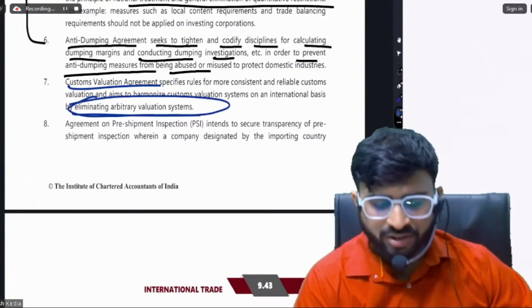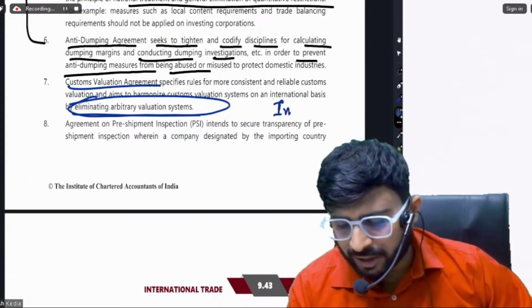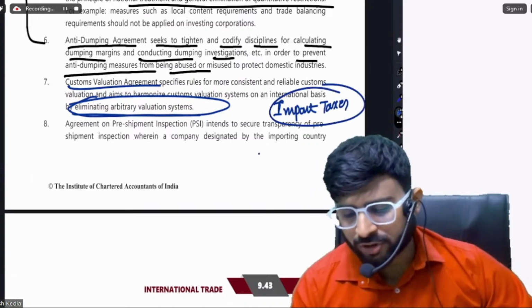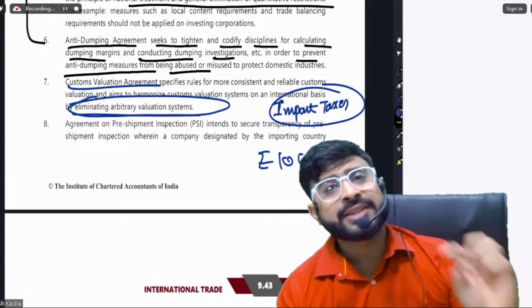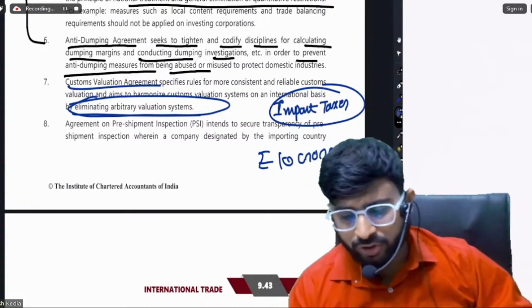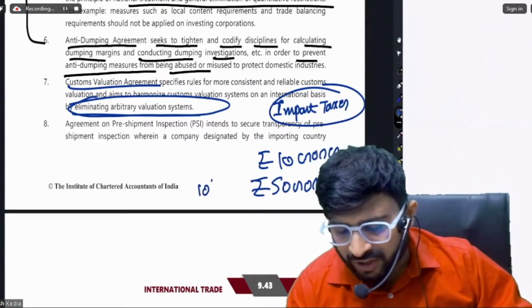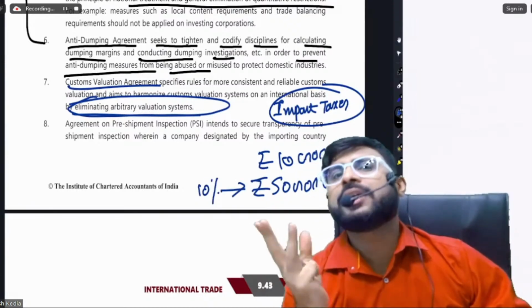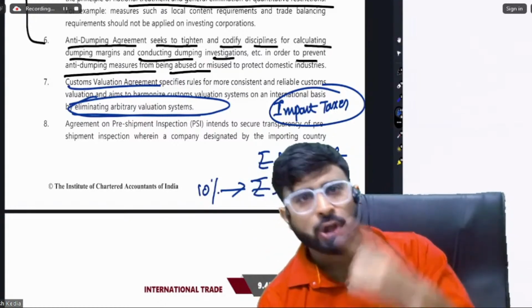Eliminate arbitrary valuation system. So, see, even if you have imposed some import duty or import taxes, suppose the value of the commodity is rupees 10 crores. But as you know, since the commodity has come from outside, the people say, no, no, it is 50 crores. So give tax on 50 crore rupees. That is unfair. So there should be an international valuation system, and the goods for calculation of tax should be valued as per those systems.